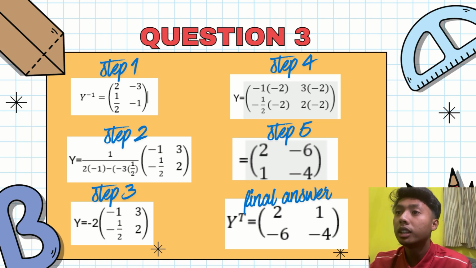Step 5, find the transpose of Y. To find Y transpose, we interchange the rows and columns of the matrix Y. The first row becomes the first column and the second row becomes the second column. And then go to the final answer. Therefore, the transpose of matrix Y is a matrix with elements 2, 1, negative 6 and negative 4.